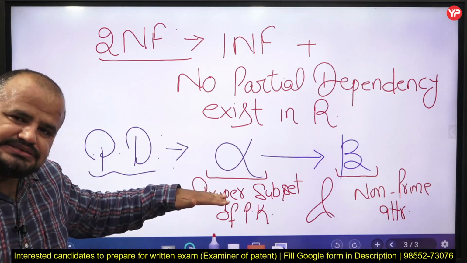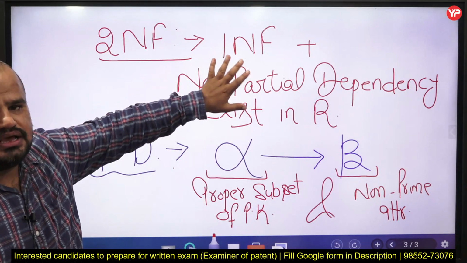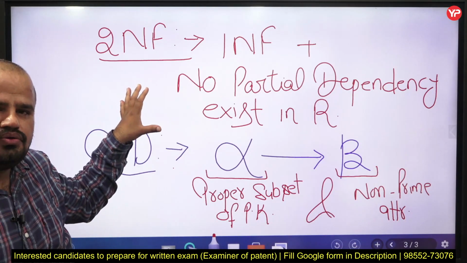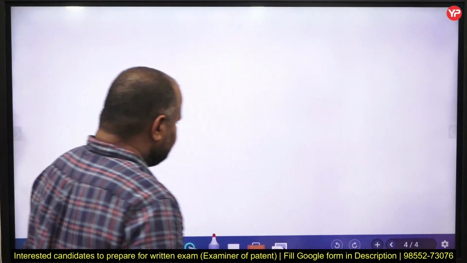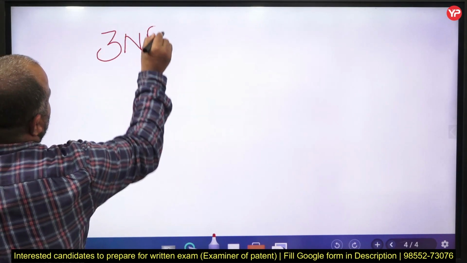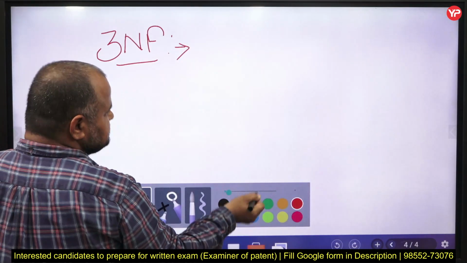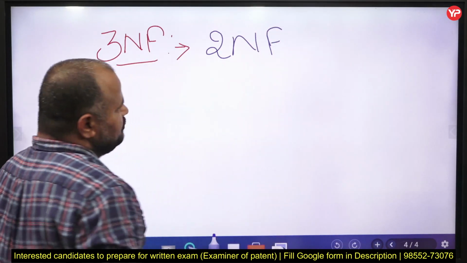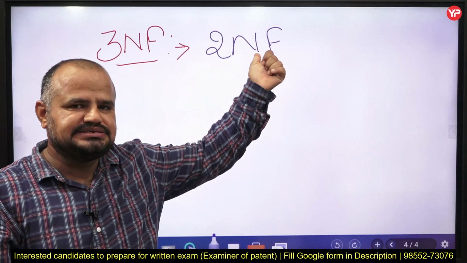If there is no partial dependency and my relation is already in 1NF, then I can say yes, now my relation is in 2NF or second normal form. Moving towards the next term, that is 3NF. What does 3NF say? It says that first of all my relation should be in 2NF. It means all the attributes are atomic in nature, as well as no partial dependency will be there.